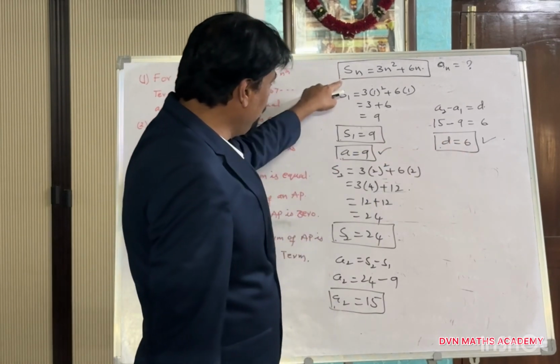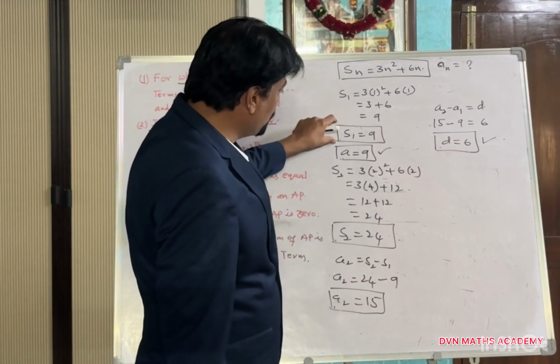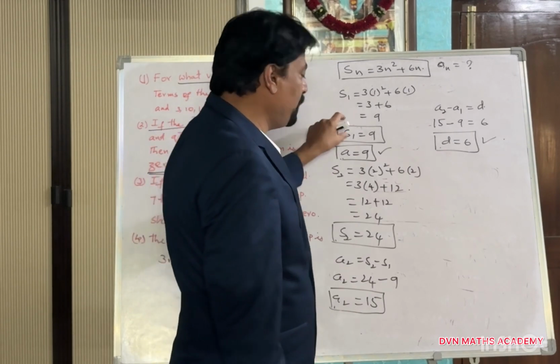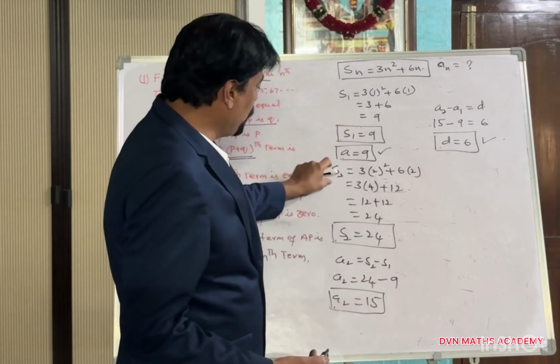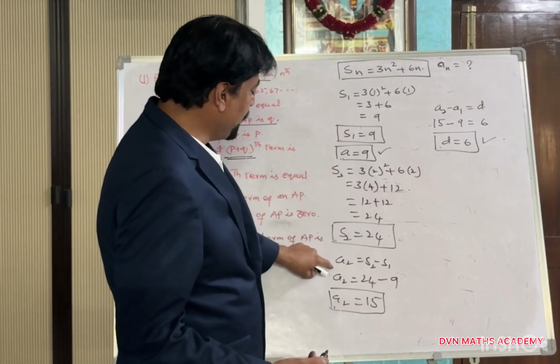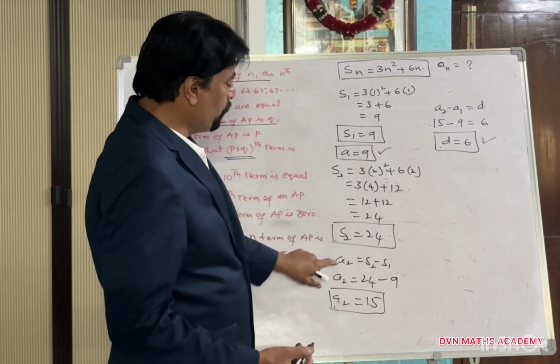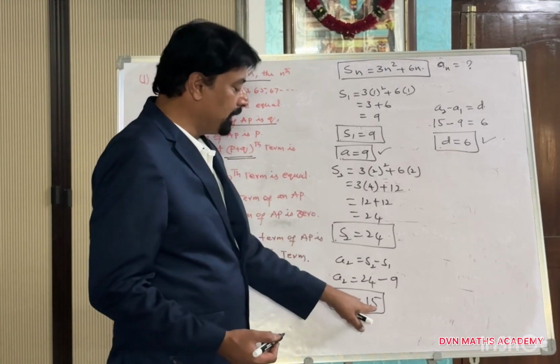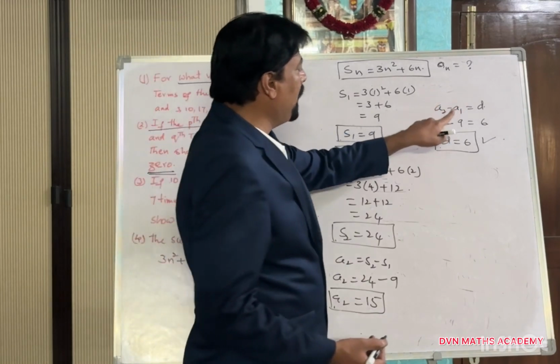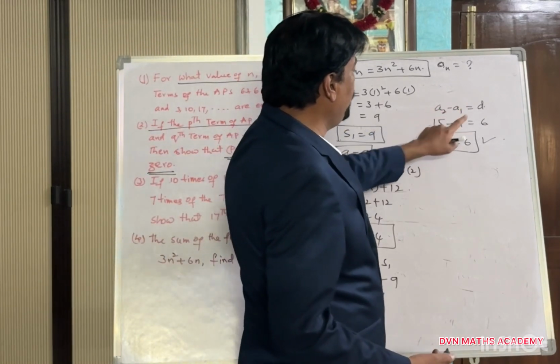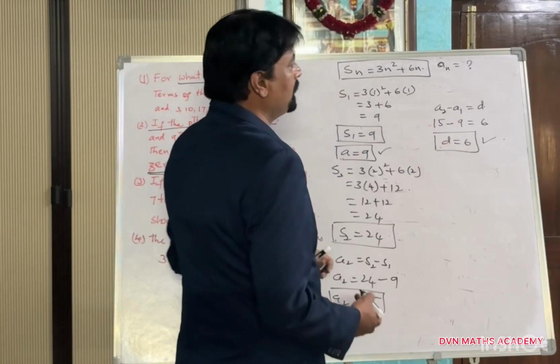By using the Sn formula, I found that S1 is nothing but the first term. The sum of the first term is the first term itself. For S2 I got 24. If I want the second term, it is S2 minus S1. By using that I got the value of A2, that is 15. I require the d value. The d formula is A2 minus A1. From that formula I got d is equal to 6.